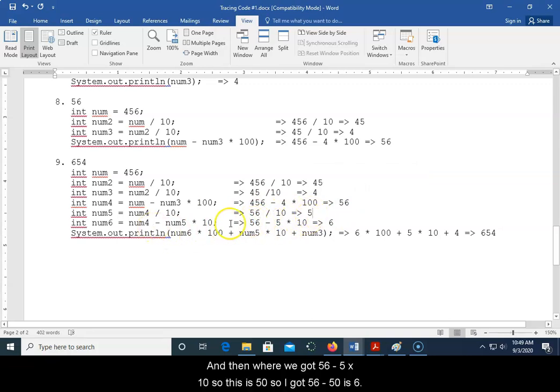And then what do we got? 56 minus 5 times 10. So this is 50. So you got 56 minus 50 is 6. And so then it prints out 6 times 100 plus 5 times 10 plus 4. So that's 600 right there. That's 50. So 600 plus 50 is 650 plus 4 is 654.